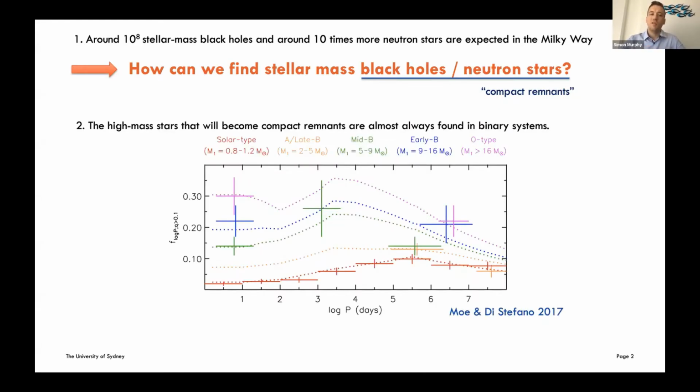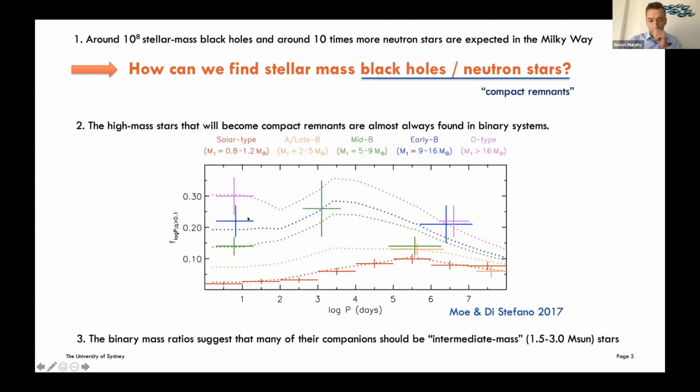The high mass stars that will eventually become compact remnants are almost always found in binary systems. This plot shows the fraction of stars in binary systems with mass ratios greater than 0.1 as a function of orbital period for a variety of different stellar spectral types. The stars that will eventually become black holes or neutron stars are very often found in binary systems. And in fact, the binary mass ratio suggests that many of their companions should be intermediate mass stars. So by studying the orbits of intermediate mass stars, we can hopefully find massive compact remnants.